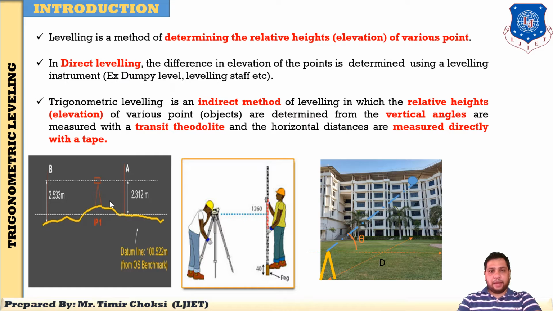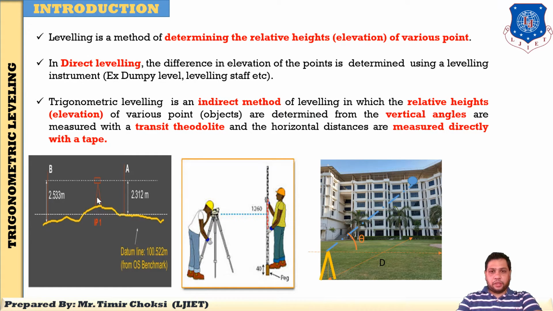Here I give one example. Suppose you find the elevation or height of points A and B using the dumpy level. You directly find the difference in level between point A and B. This type of leveling is called direct leveling. You find the difference in height between A and B directly, so it is called direct leveling.